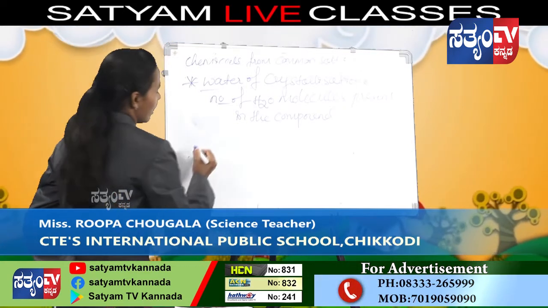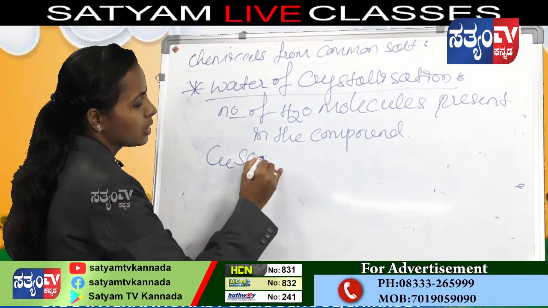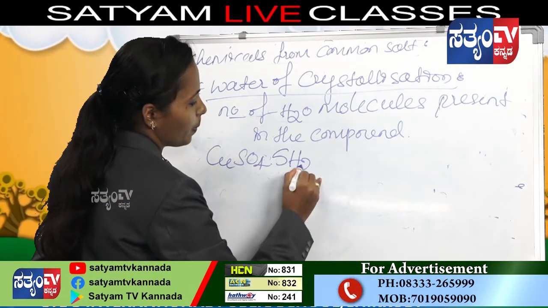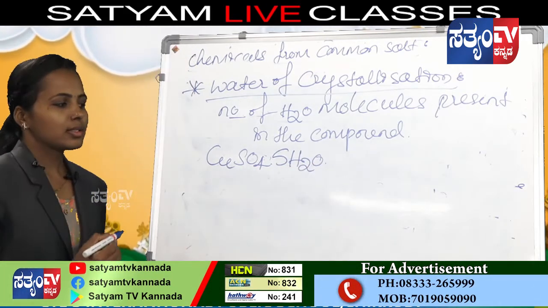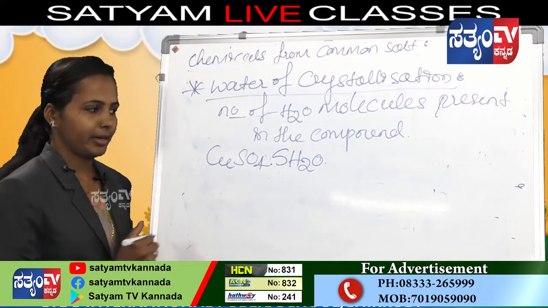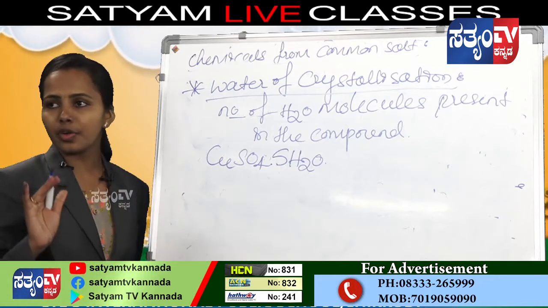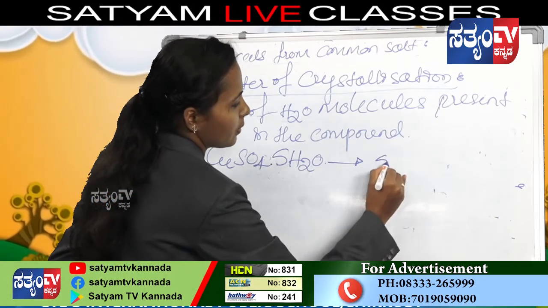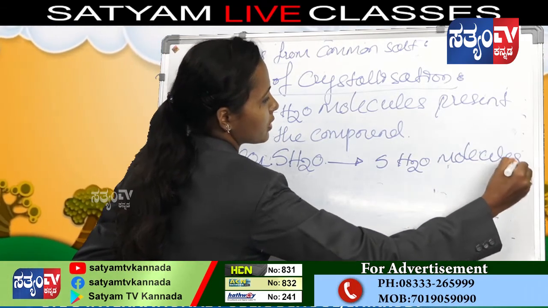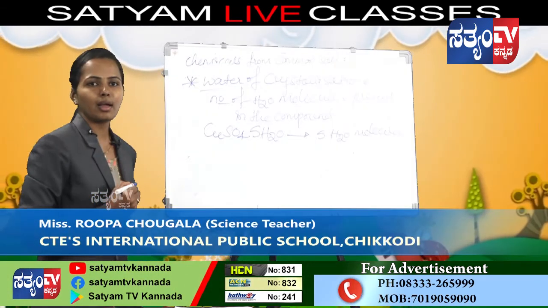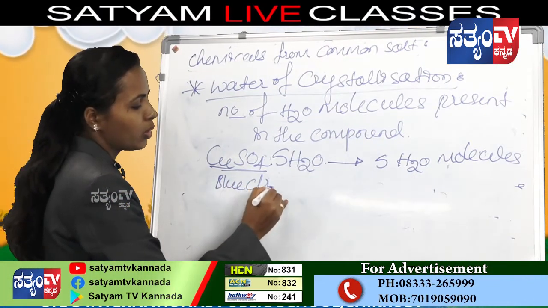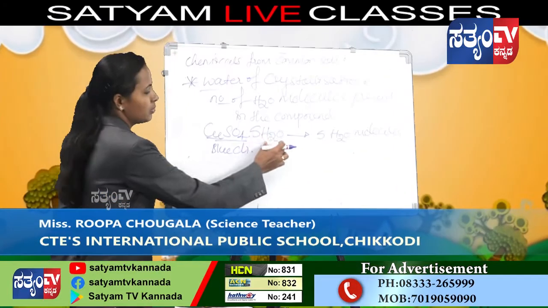Here consider an example: CuSO4.5H2O. This is copper sulfate pentahydrate. Pentahydrate means it contains 5 water molecules. That's why we are calling it pentahydrate. And this copper sulfate is blue in color because of the presence of water molecules.